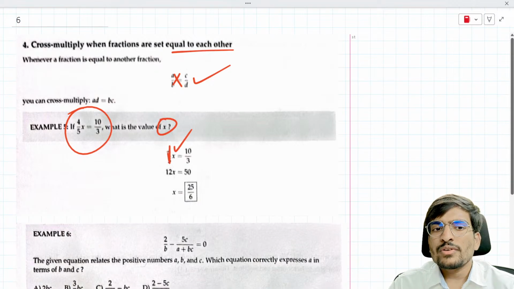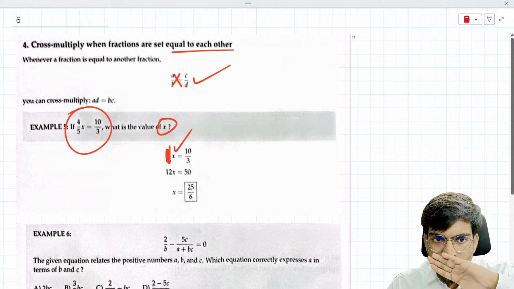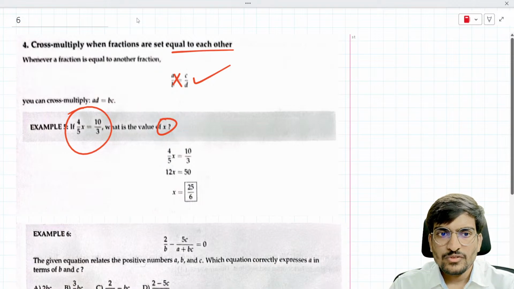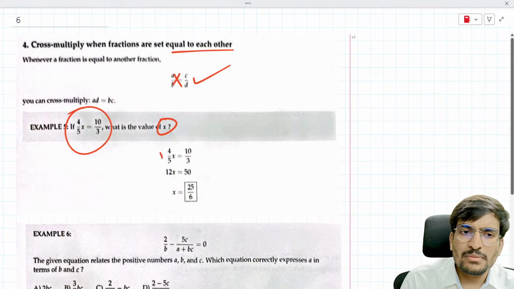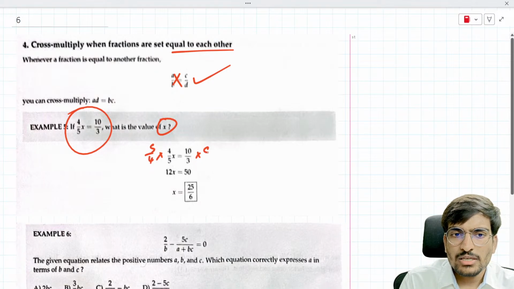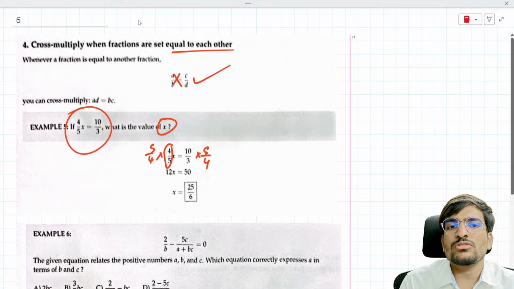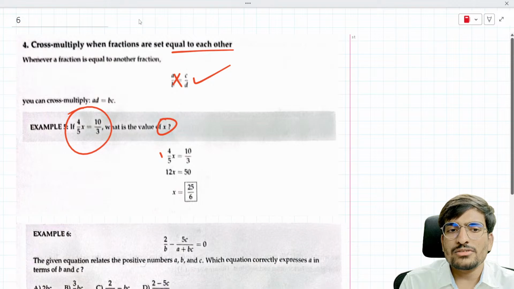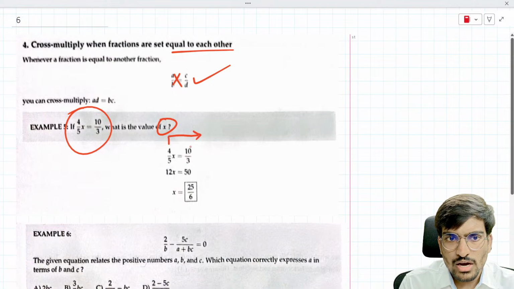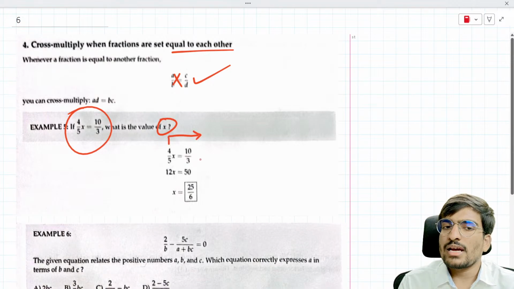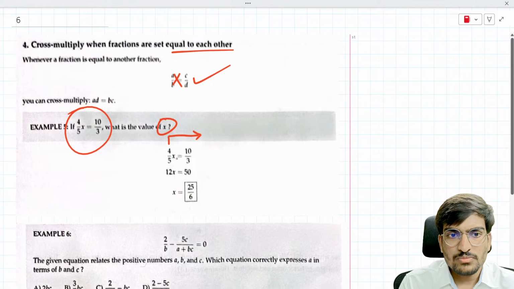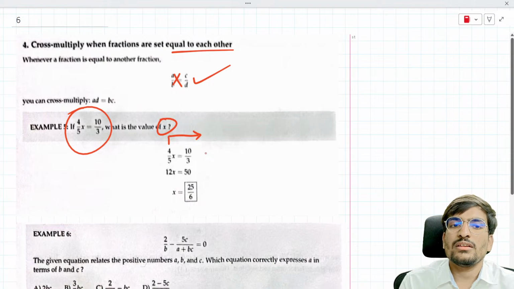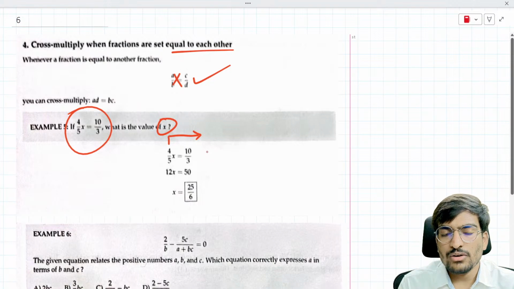To get the value of x, try to remove all the things with x. How do you remove them? Just multiply 5 by 4 on both sides, so that you can get rid of this 5 by 4. The 4s and 5s go out, and you get the value of x. Or else, you can just transpose the fraction to the RHS. That's going to be 5 by 4. That way you can also do it. Hope you can do this just by cross multiplying. That is one way.